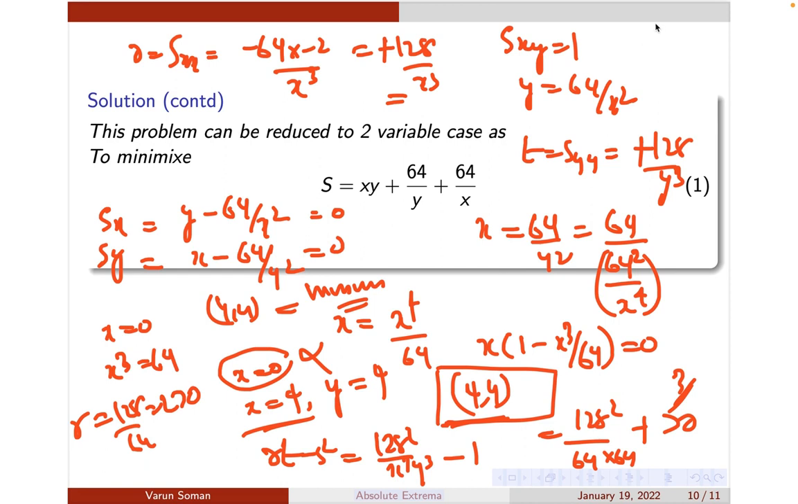So 4 minimizes the function, so you can substitute the 4 here. Your value of x is 4, your value of y is 4. What is your value of z? Z is actually 32 by xy, so it is actually 2. So these are the dimensions, 4, 4, 2, which minimize the surface area, and you can also find the minimum surface area by substituting these values. Nothing new concept was used here, only the previous maxima, minima and the second derivative test was used to solve it. You can try it out.